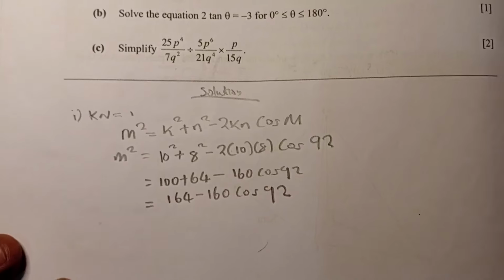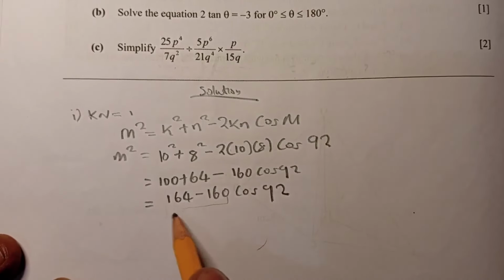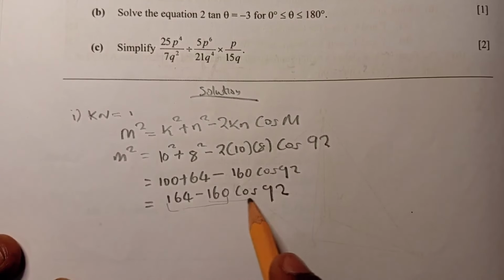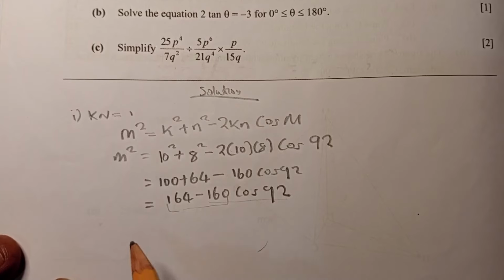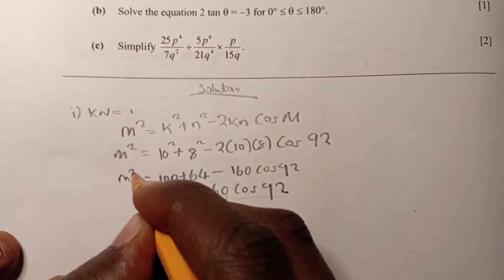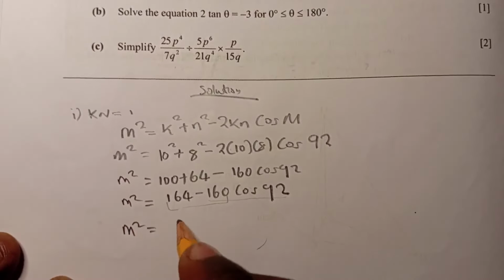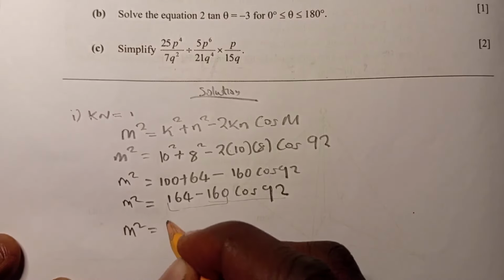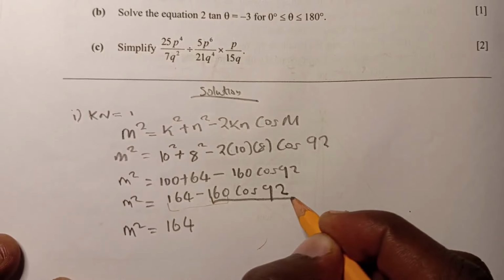So the common mistake students make here is to subtract this. Do not subtract this, okay, because this is attached to this. So you should never subtract it. So m squared will be equal to 164, and then you use your calculator to perform this operation.